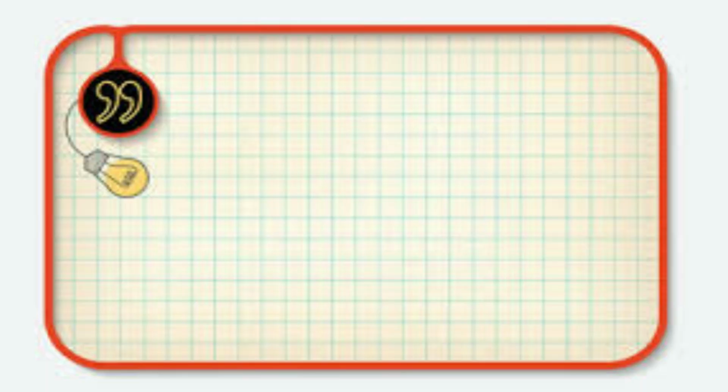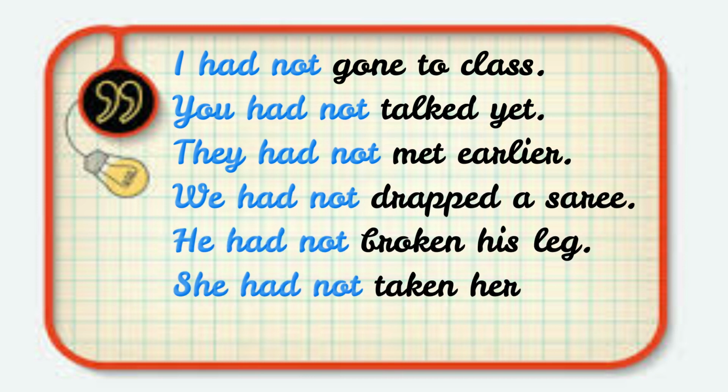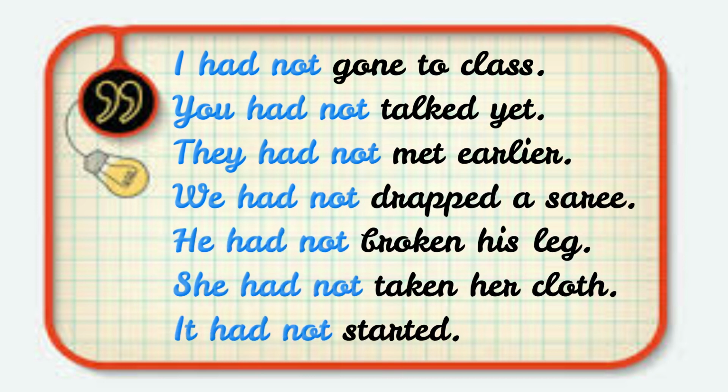Negative sentences of had is also mentioned in two ways, which is had not and did not. And these are also as easy as had because we use it with all the pronouns which are I, she, he and etc. Let's understand with some examples. I had not gone to class. You had not talked yet. They had not met earlier. We had not draped the sari. He had not broken his leg. She had not taken her clothes. It had not started. Instead of had not, we can also use hadn't, so it can be alternative of had not.